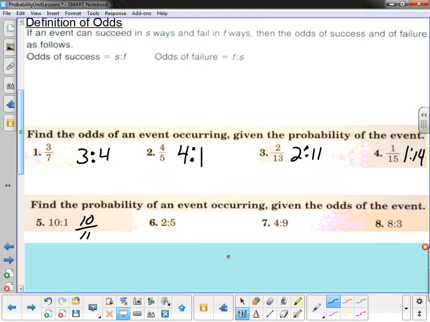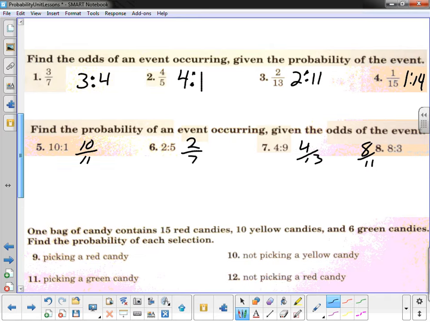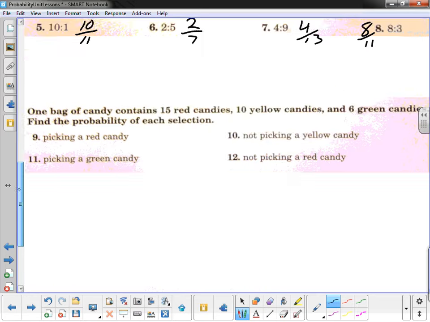Okay, here we have a 2 to 5. That means I have 7 in total. I'm going to add those 2 numbers. A 2 to 7. 4 to 9 would give me a 4 out of 13. 8 to 3 gets me an 8 out of 11. Those are the easy probability type problems when you're given the odds because they told you how many successes and failures you have. It gets tough when you get a problem set like this.